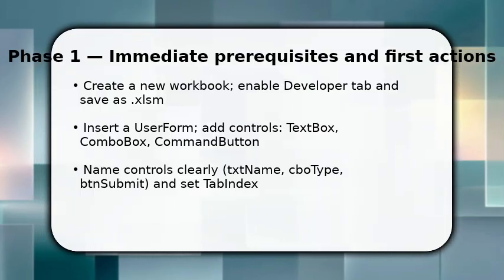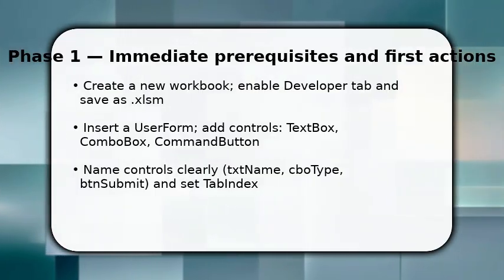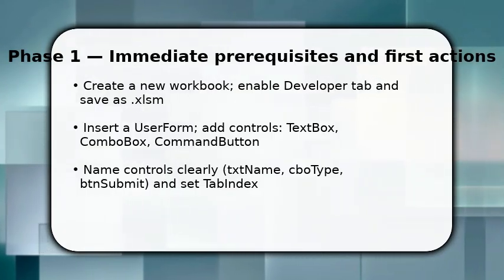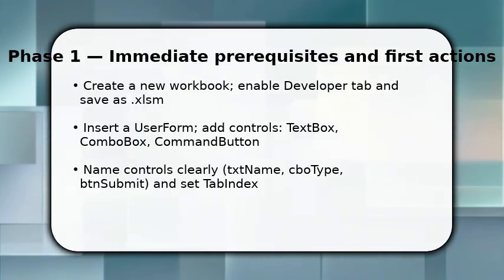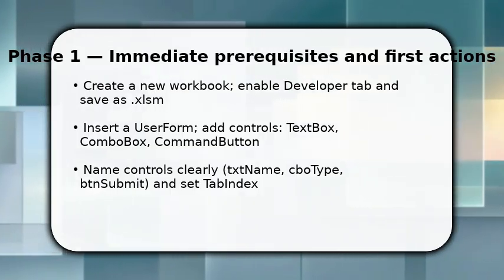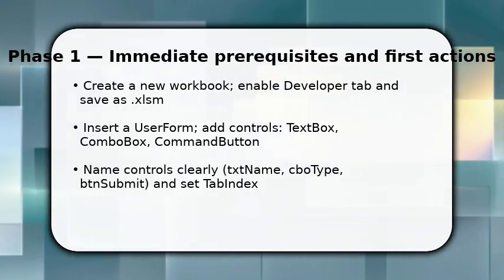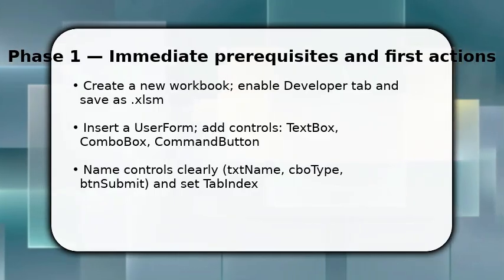You start by preparing the workbook so the user form behaves predictably. Open a new file, enable the Developer tab and save as Excel SM. Insert a user form and immediately add core controls: text box for input, combo box for choices, and command button for actions. Name each control logically, TXT name, CBO type, BTN submit, because clear names prevent confusion later.